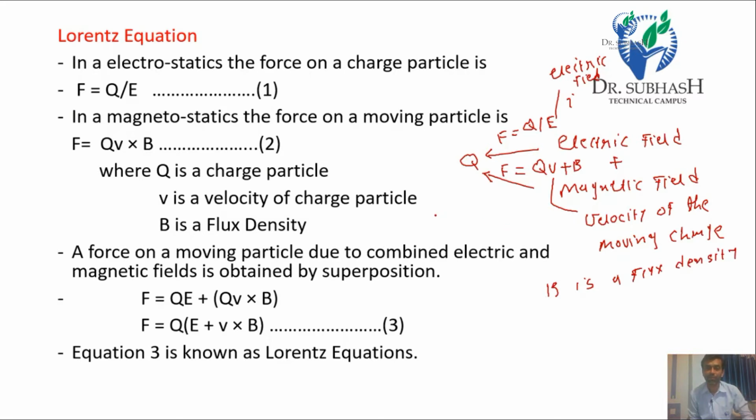If we combine both forces on charge Q, due to the electric field and due to the magnetic field, then that force can be considered as the Lorentz force, and the equation for the combined force is known as the Lorentz equation, which is given as F = Q(E + V × B).